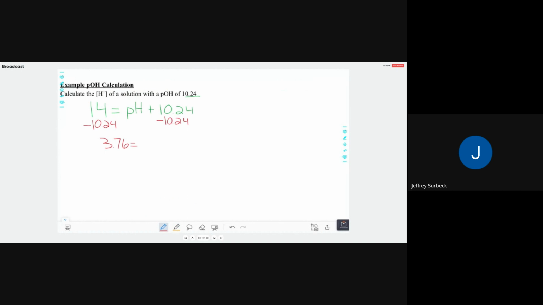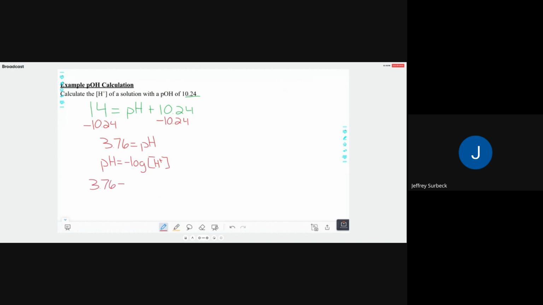So 3.76 is our pH. And now I just want us to think about this. Our formula for pH, remember, pH equals the negative log of our H plus concentration. So now all we have to do is insert our 3.76 number.